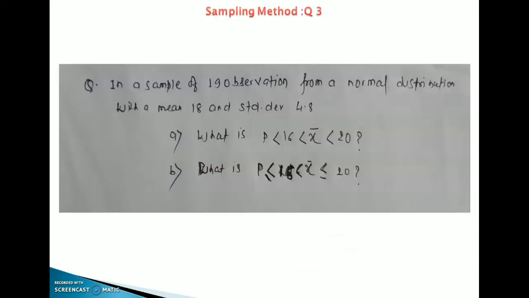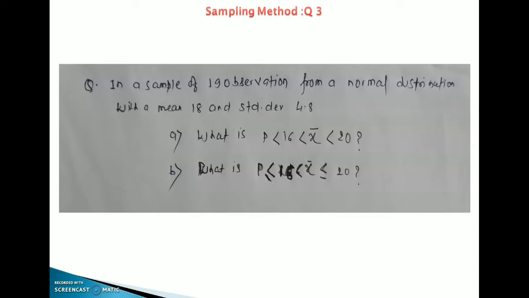Here we have one question: a sample of 19 observations from a normal distribution with mean 18 and standard deviation 4.8. Here we have two problems, A and B. So let's see what is given here.